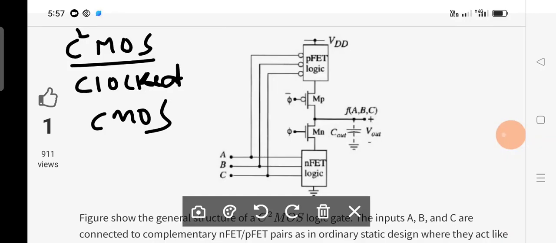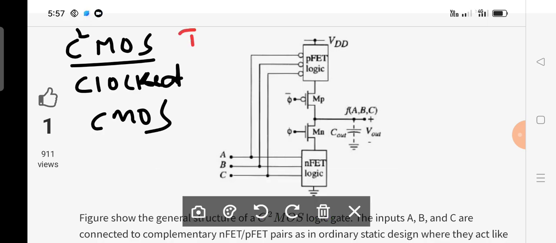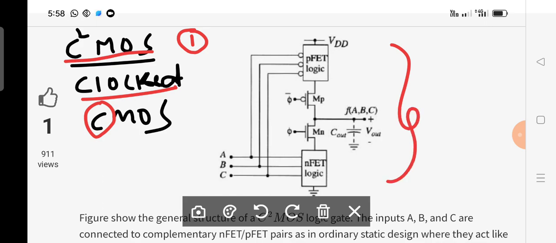Welcome back. In this class, we are going to discuss an application of other forms of CMOS logic. Now, the first other form of CMOS logic application is the application-oriented circuit, that is C-square MOS, where C-square is nothing but clocked complementary metal oxide semiconductor. This is the general structure of C-square MOS.